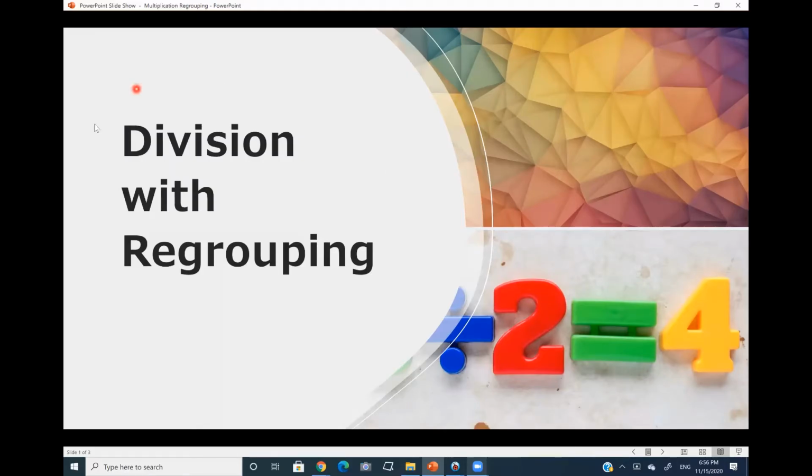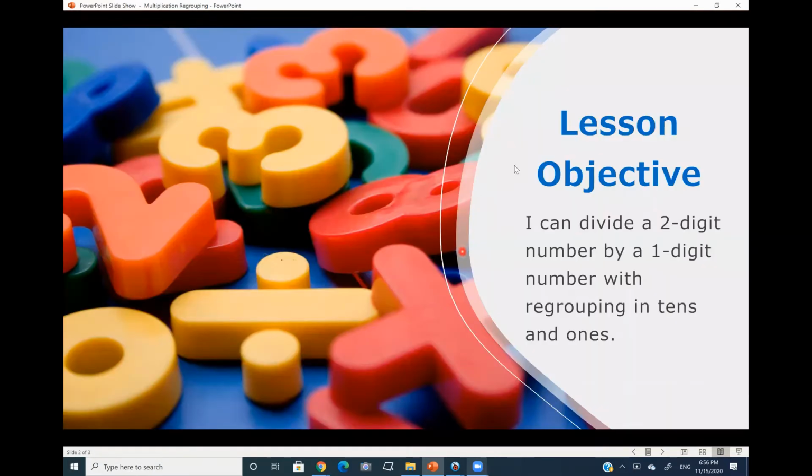Today we're going to be doing division with regrouping. The lesson objective is I can divide a two-digit number by a one-digit number with regrouping in the tens and the ones. Let's review some vocabulary.